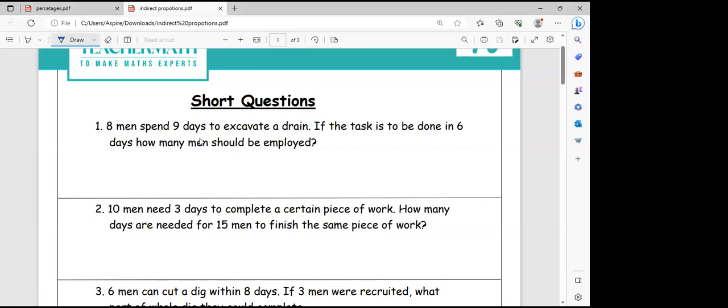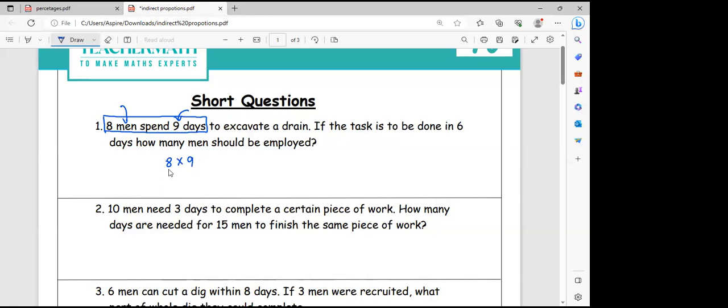8 men spend 9 days to excavate a drain. If the task is to be done in 6 days, how many men should be employed? Then you can obtain the magnitude of the work initially by using the number of men and number of days given in the beginning of the question. It is equals to 8 times 9.